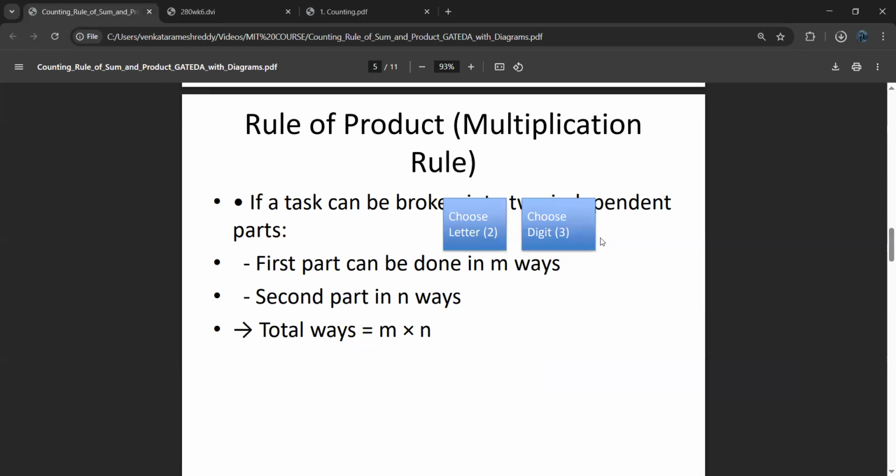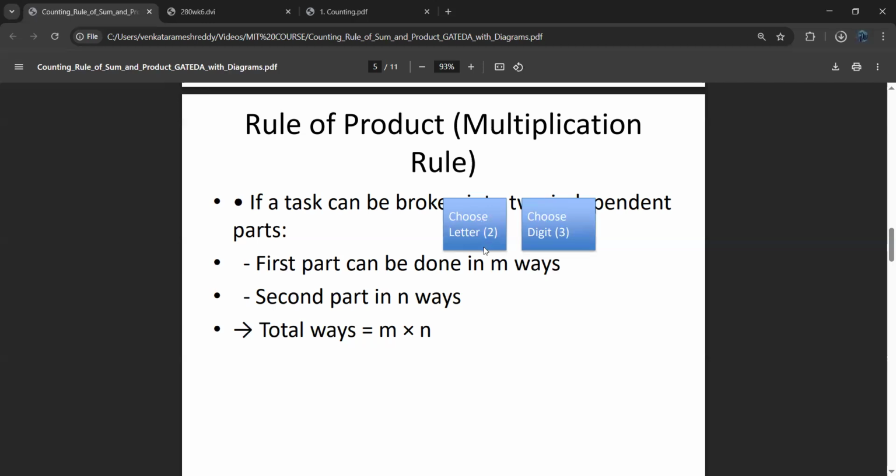So the second part, which is occurring independently of the first part which occurs in M ways, let us consider that second part in N ways. So after that, the total number of ways is equal to M into N. Whenever the events occur independently, we just need to multiply both of them because they are not depending on the other. So to get the rule of product, you have to consider M into N ways. So that is the rule of product.